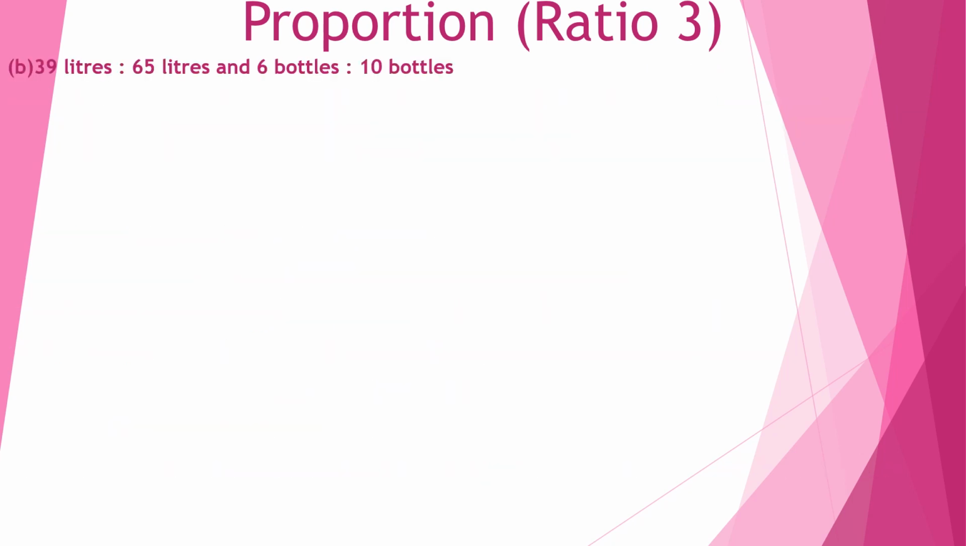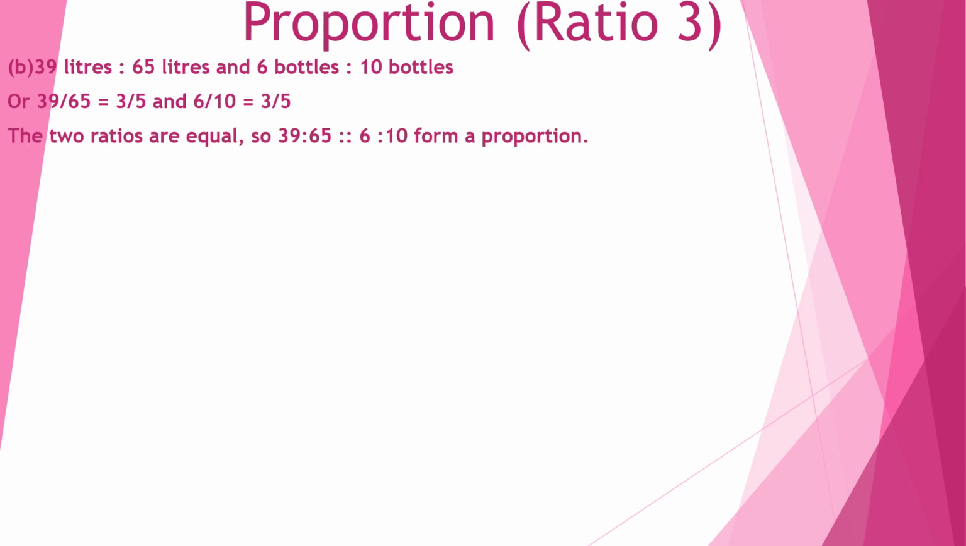Now 39 liters is to 65 liters and 6 bottles is to 10 bottles. So 39 by 65 on simplification becomes 3 upon 5. And 6 upon 10 on simplification also becomes 3 by 5. The two ratios are equal. So 39 is to 65 as 6 is to 10 form a proportion.